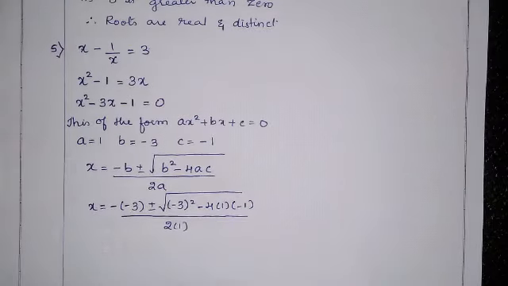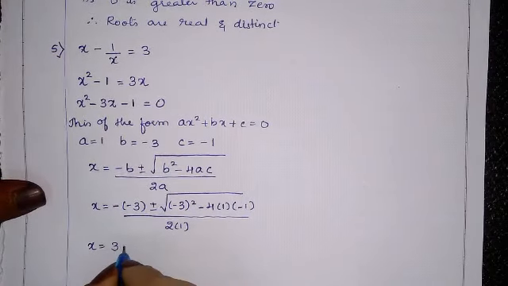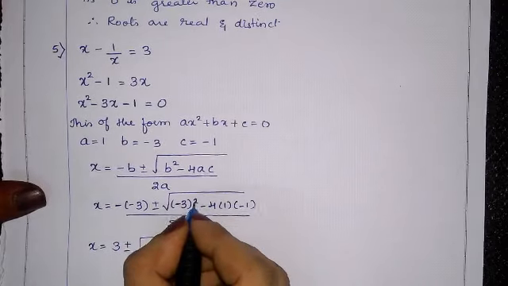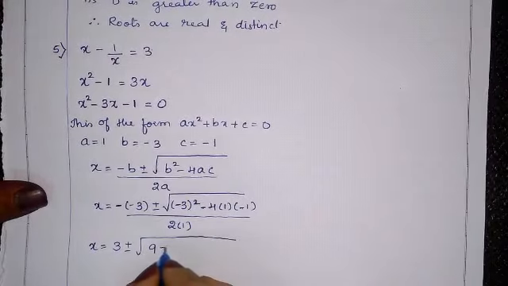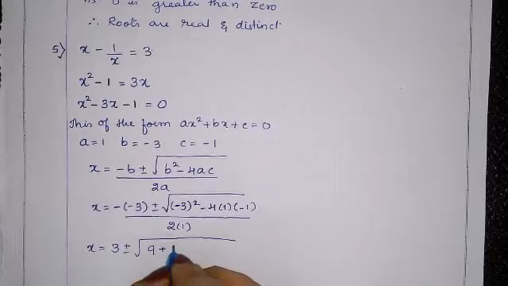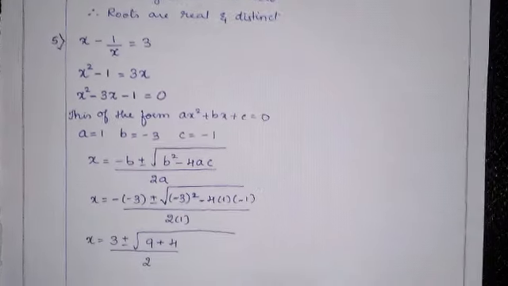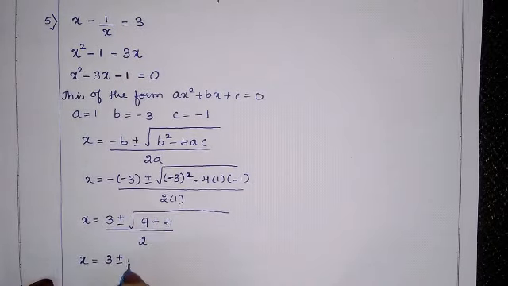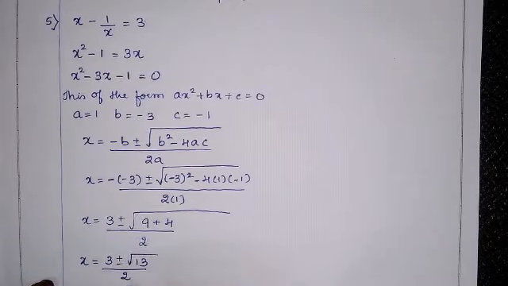So now x is equal to minus minus plus 3 plus or minus root of b squared, negative number squared is positive, 3 squared is 9, minus minus plus 4 ones are 4, upon 2 ones are 2. So x is equal to 3 plus or minus root of 9 plus 4 is 13, by 2.